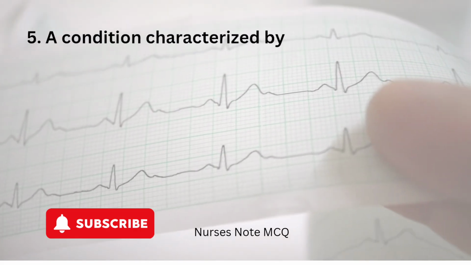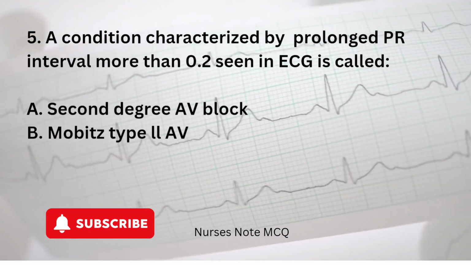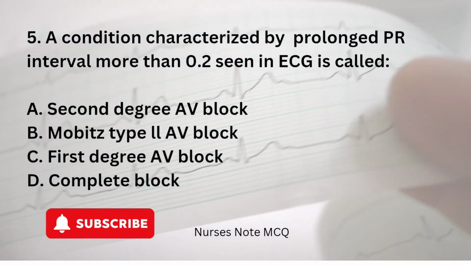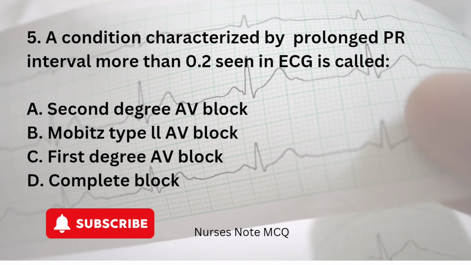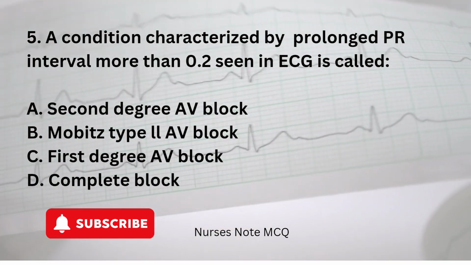A condition characterized by prolonged PR interval more than 0.2 seen in ECG is called A. Second-degree AV block, B. Mobitz type 2 AV block, C. First-degree AV block, D. Complete block.